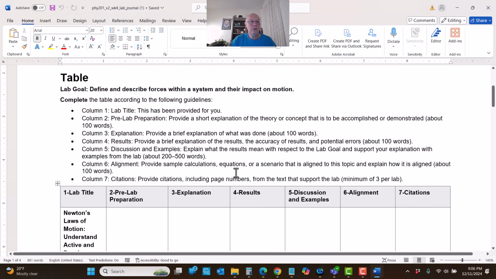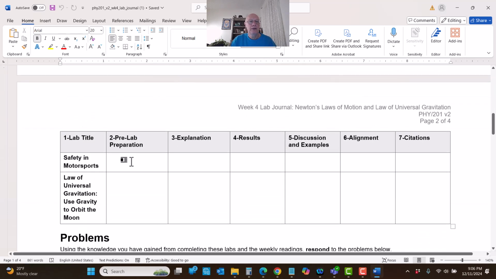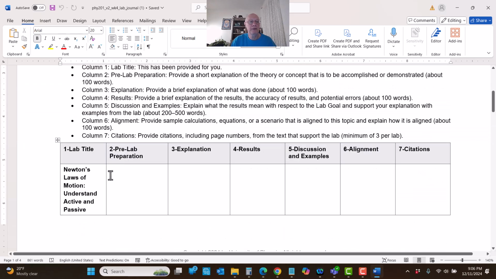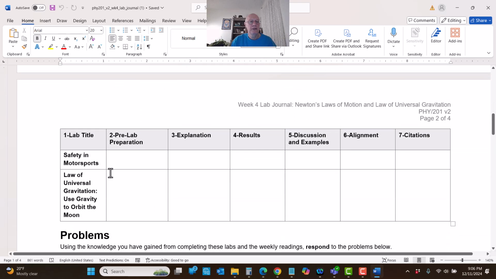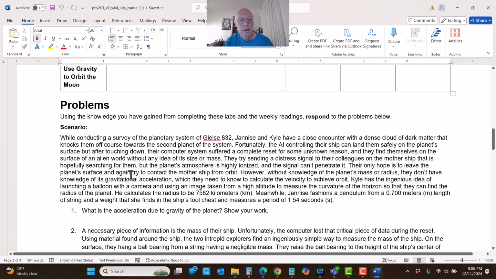Okay. So this part I don't think needs any explanation anymore. You've already done this. So do it for the 3 labs you have this week: Newton's laws of motion, safety in motorsports, and law of universal gravitation.